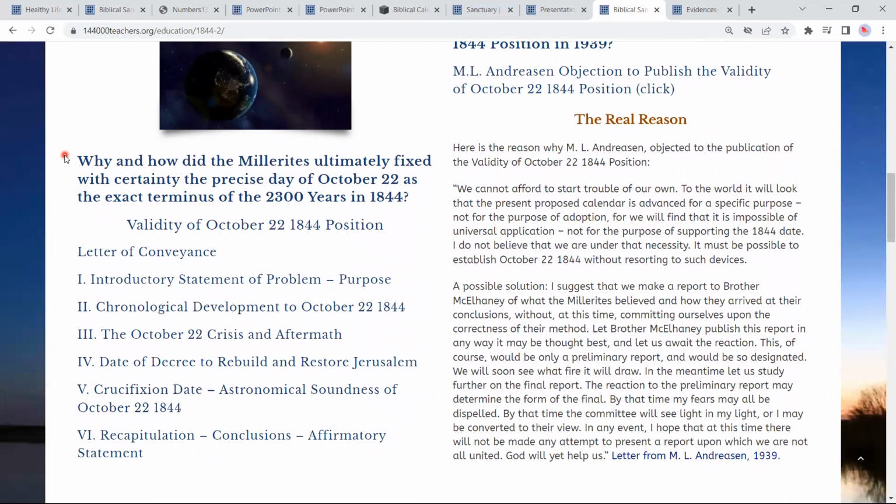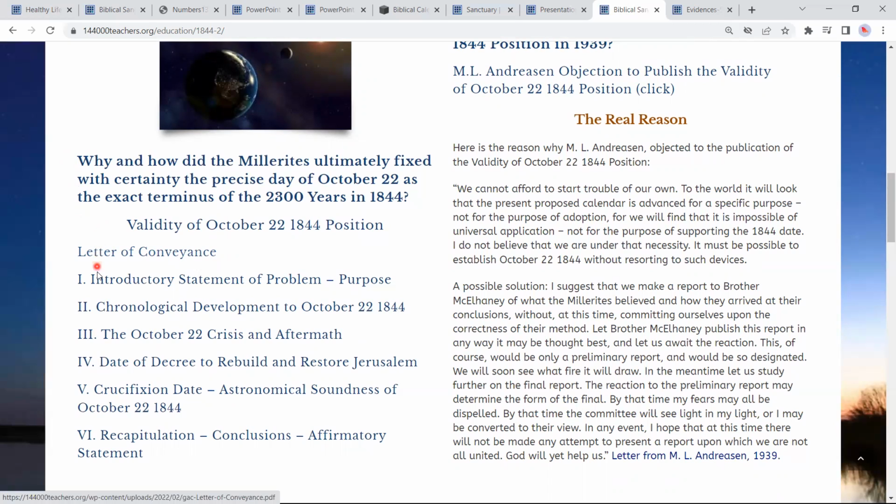We encourage you to question: why and how did the Millerites ultimately fix with certainty the precise day of October 22nd as the exact terminus of the 2,300 years in 1844? And we know that 2,300 years comes from the book of Daniel, chapter 8, verse 14. The validity of the October 22nd, 1844 position.